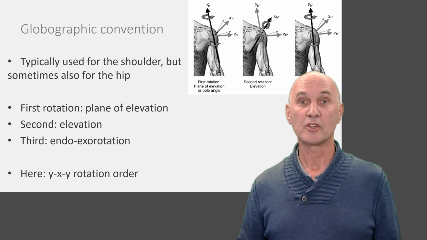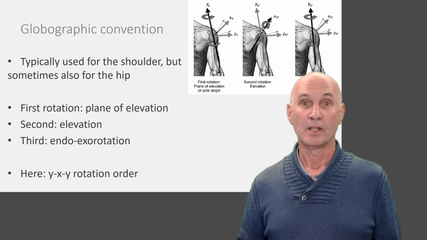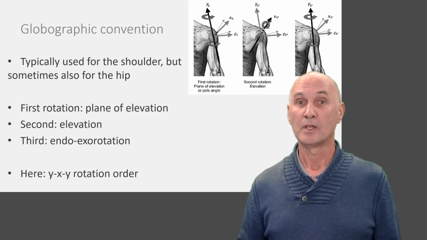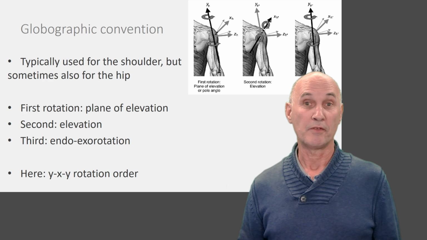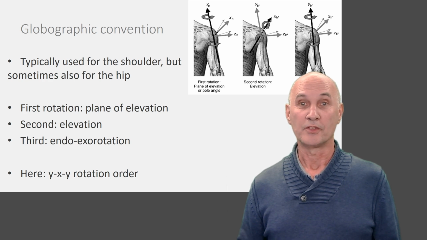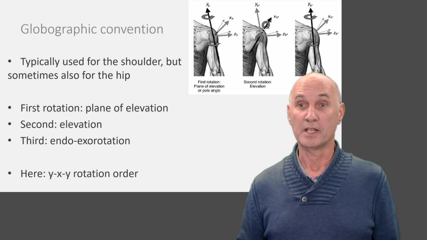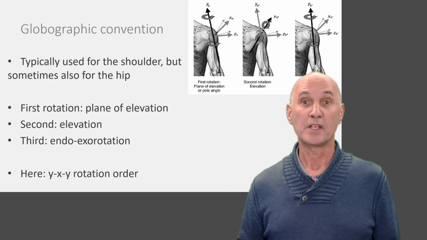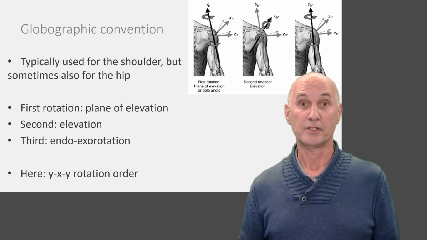For the shoulder we use the globe graphic convention. This convention follows the order: the first rotation determines the plane of elevation, the second rotation the elevation of, in this case, the arm, and the third rotation the internal-external rotation.